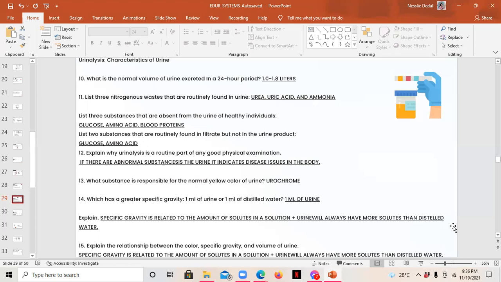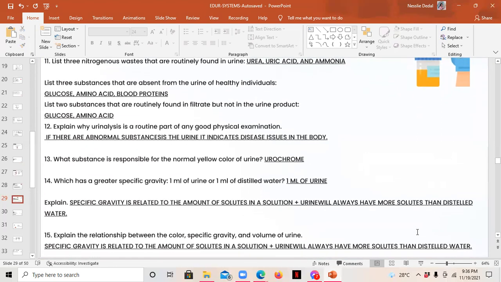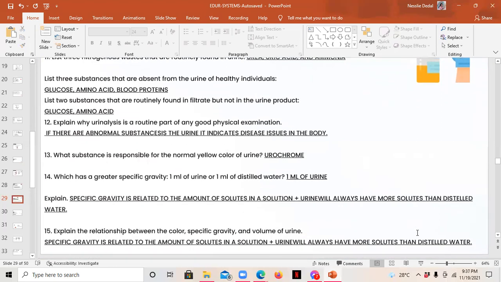Number 15. Explain the relationship between the color, specific gravity, and volume of urine. Specific gravity is related to the amount of solutes in solution. Urine will always have more solutes than distilled water. Next slide.